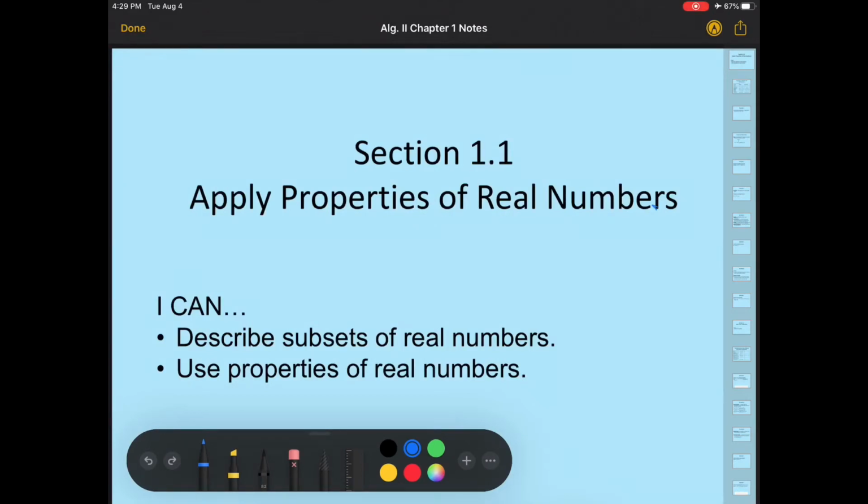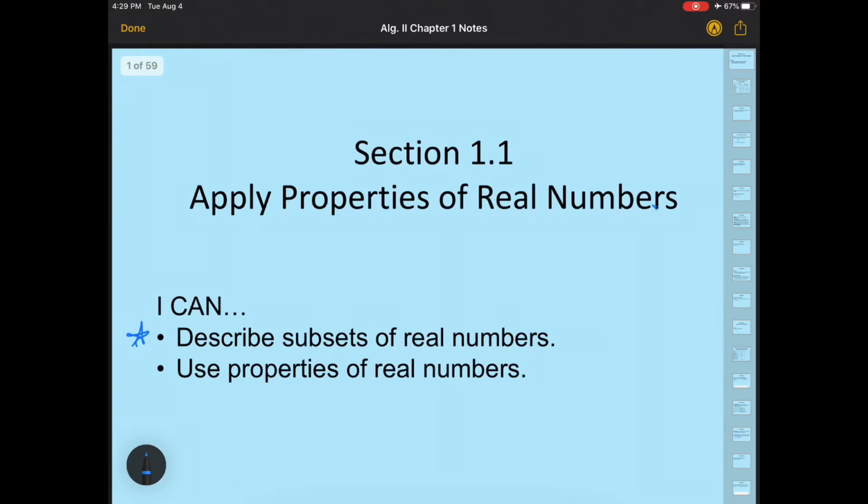Okay everyone, this is section 1.1. We are going to be applying properties of the real numbers. So our two goals for this section are to be able to describe subsets of the real numbers and use properties of the real numbers.